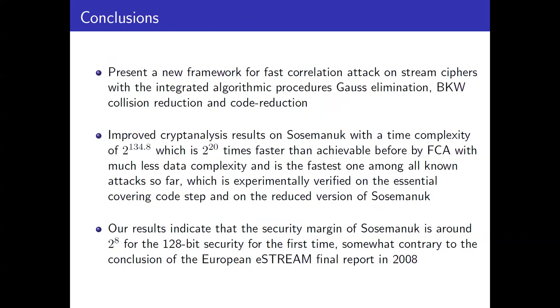We make some conclusions. We present a new framework for fast correlation attacks on stream ciphers with new integrated algorithm procedures, that is Gauss elimination, BKW collision reduction, and code reduction. We have got improved cryptanalysis results on Sosemanuk with time complexity 2 to the 134.8, which is 2 to the 20 times faster than achievable before by fast correlation attacks, and is the fastest among known attacks here. We also made experiments on a small-scale version of Sosemanuk to verify our result and got confirmed results. Our results indicate that the security margin of Sosemanuk is around 2 to the 8 for 128-bit security for the first time. This is somewhat contrary to the conclusion of the eSTREAM final report in 2008. Thank you.